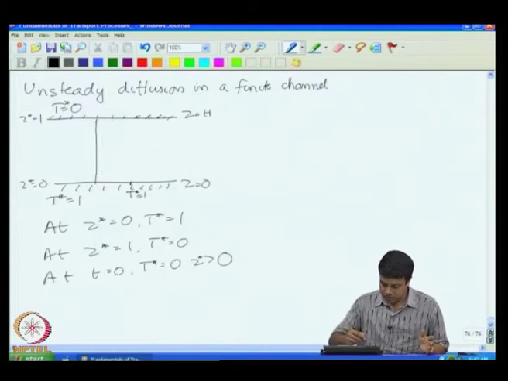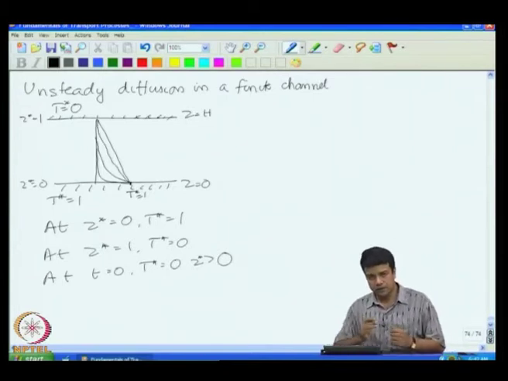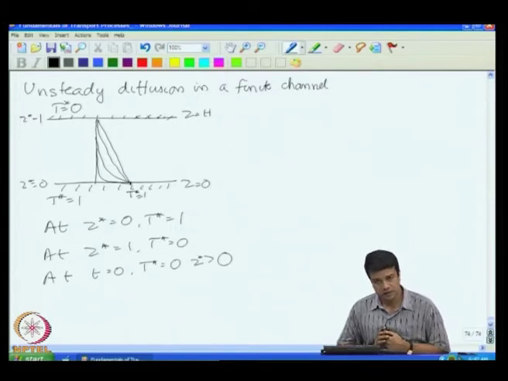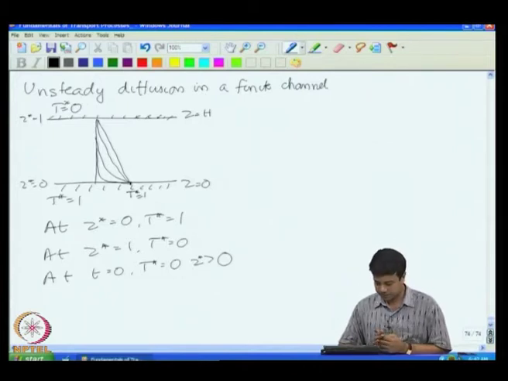So, in the final steady state, the temperature has to be linear, but it will get to this linear temperature through a progression, until it finally reaches the final steady state temperature. And we want to know how it gets to this final steady state temperature.